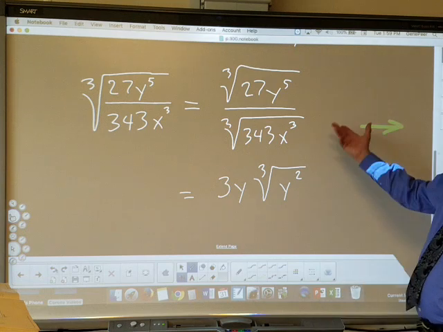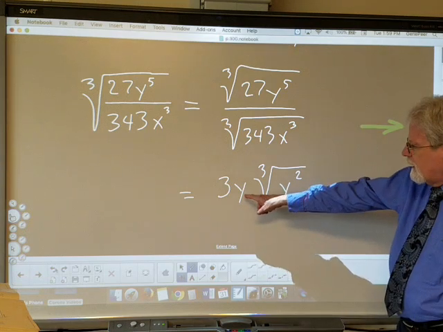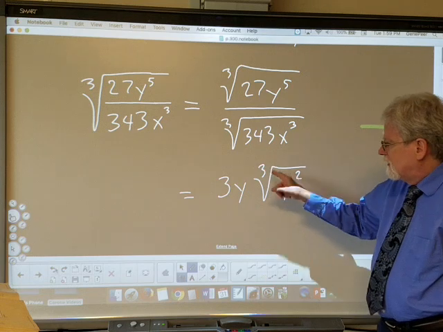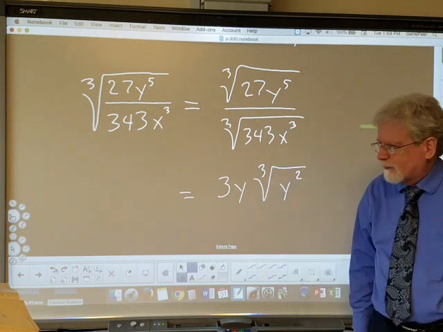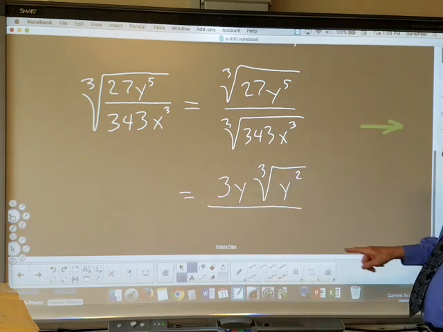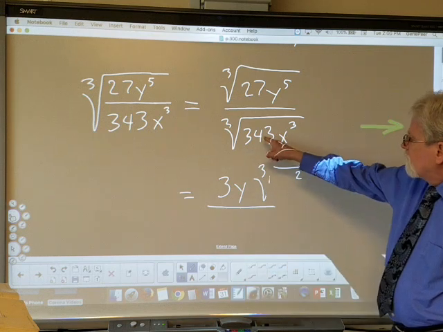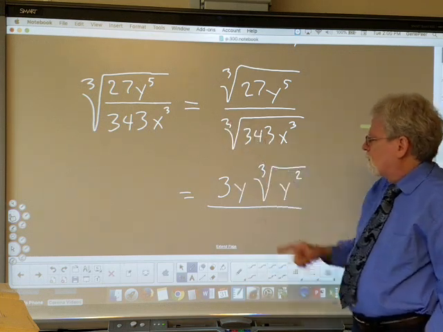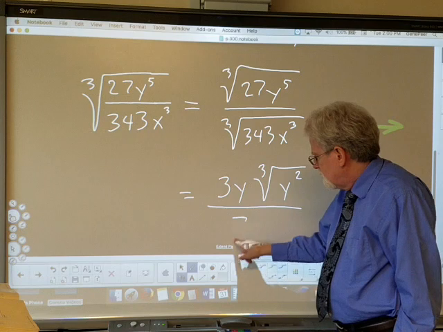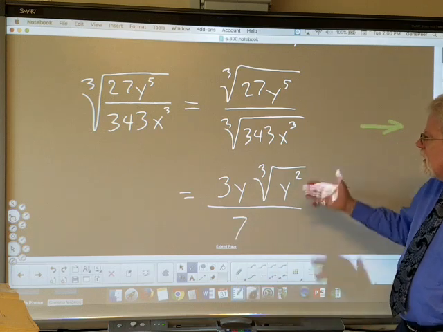All right. Do I need this in absolute value? No, not with an odd index. You do not use absolute value. Over what? All right, finishing up here. It turns out the cubed root of 343 happens to be exactly 7. How about that? Who would have thunk it?